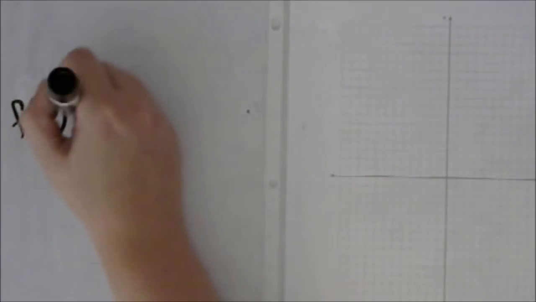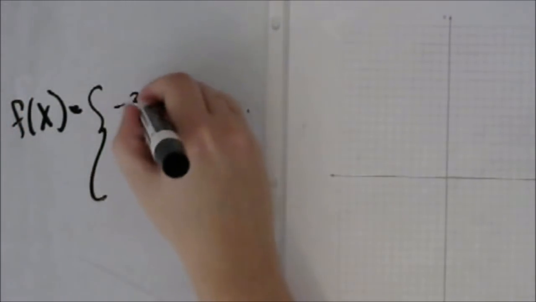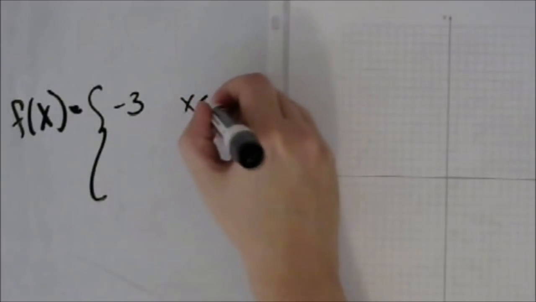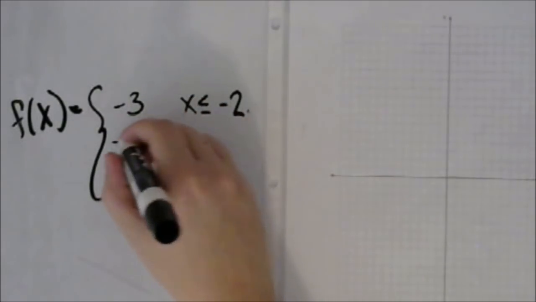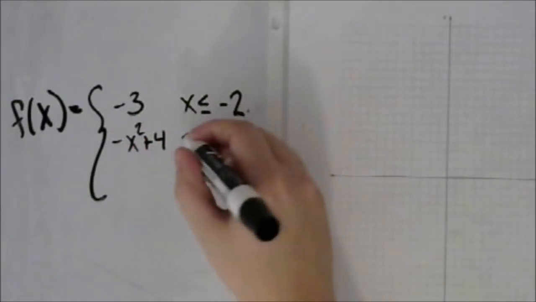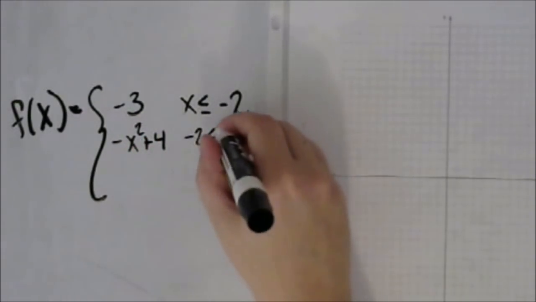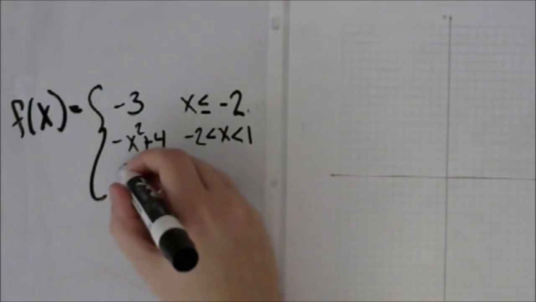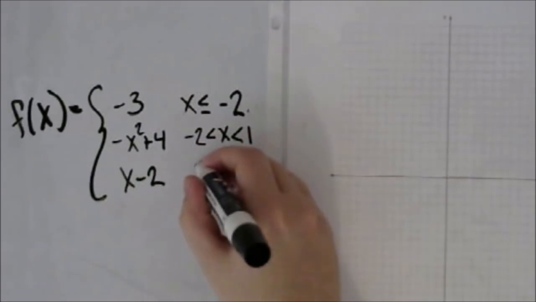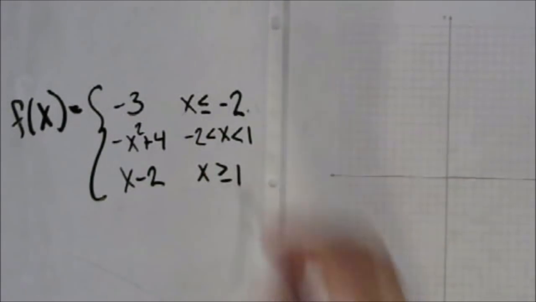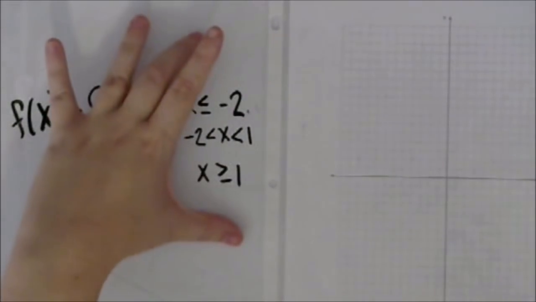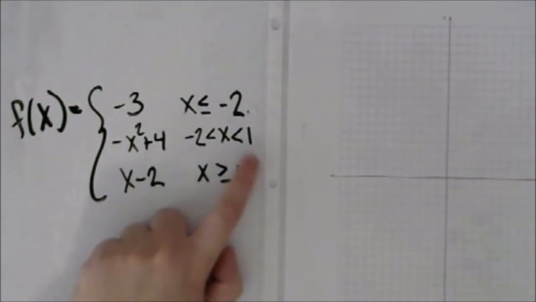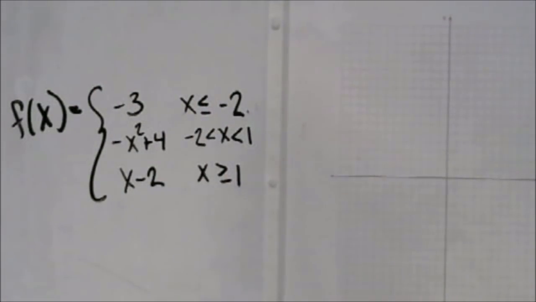Example 4 in our notes is f of x equals negative 3 when x is less than or equal to negative 2. It's equal to negative x squared plus 4 when x is between negative 2 and 1, and it's equal to x minus 2 when x is greater than or equal to 1. So the first thing I notice is that this function has a continuous domain because negative 2 meets negative 2 and 1 meets 1. We don't know if it's continuous because we don't know if there's a break in the range, but we do know it has an infinite domain.